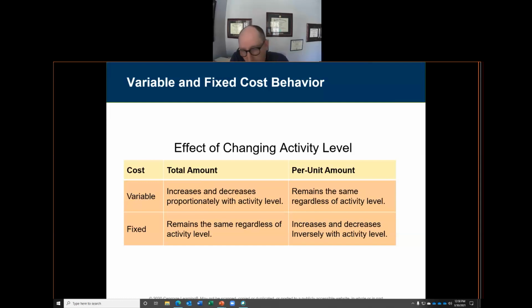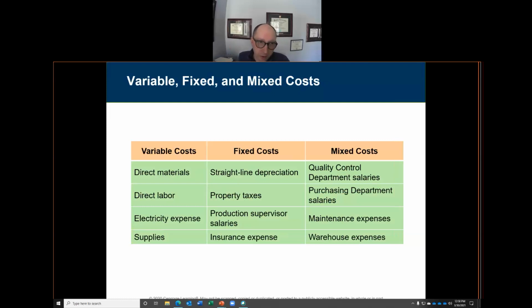Earlier I said that costs are behavioral. The reason why costs are behavioral is because the cost will go up or down based off of certain activities and changes within things like sales cost. Variable costs will increase or decrease based off of the changes in the activity level, and the amount per unit will remain the same. For fixed costs, the total amount will remain the same, and the fixed cost per unit will change based off of the activity level, just like we explored earlier on.